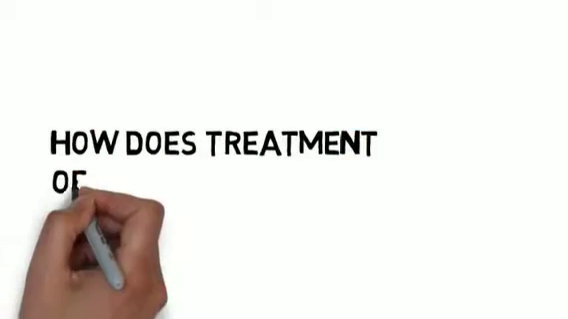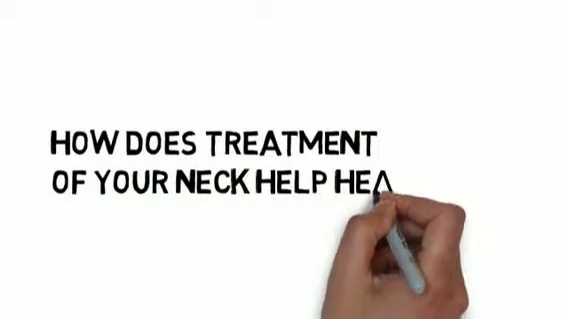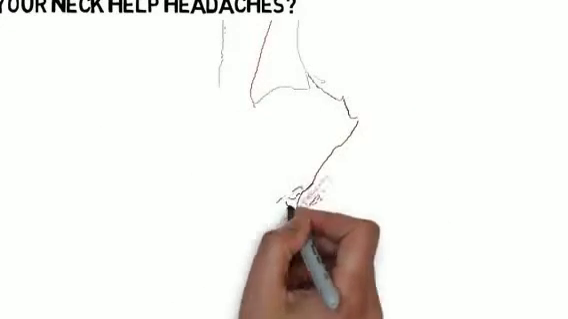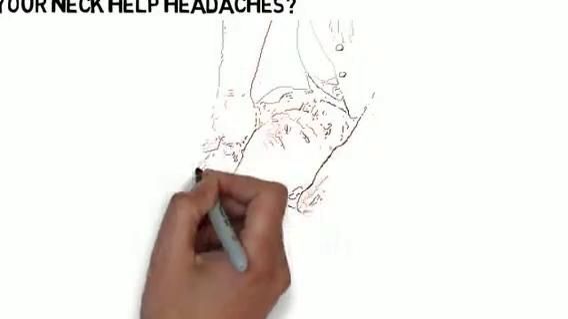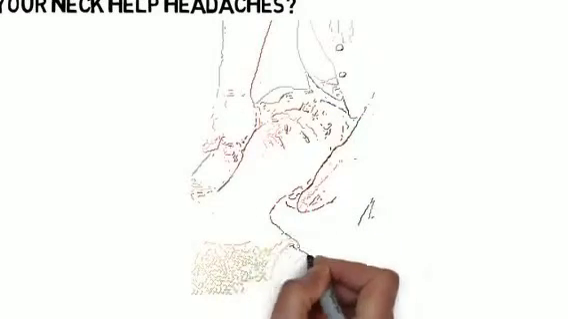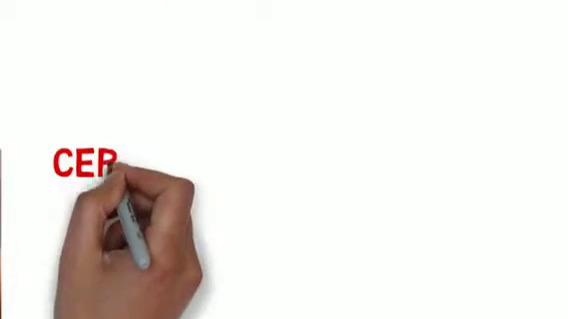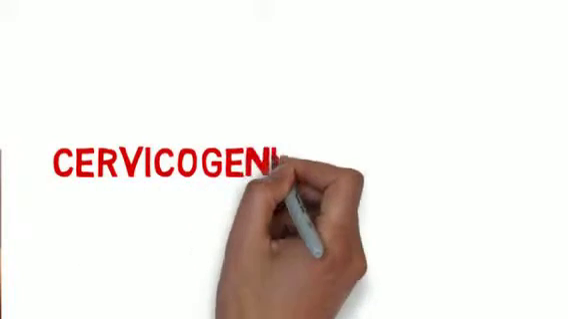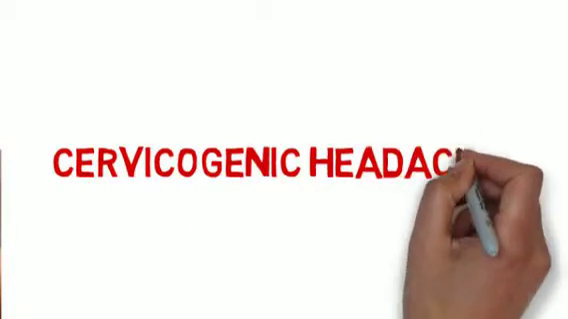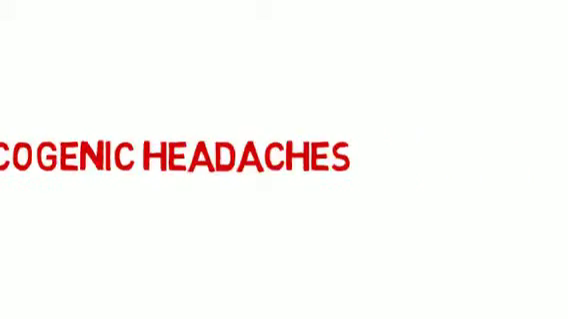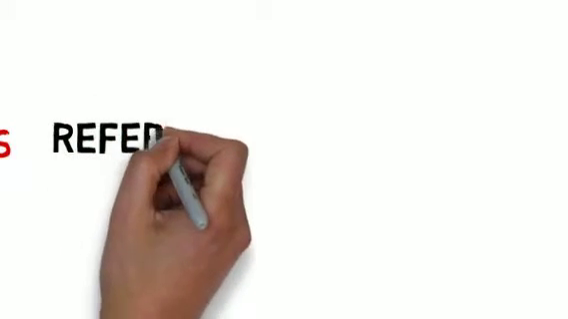How does treatment of your neck help headaches? The cervical spine or neck sits adjacent to the brainstem and head. The blood supply and nerve supply to the head are intimately linked to the anatomy and function of the cervical spine. Problems in the neck can therefore result in headaches. These are known as cervicogenic headaches and are created by the following.